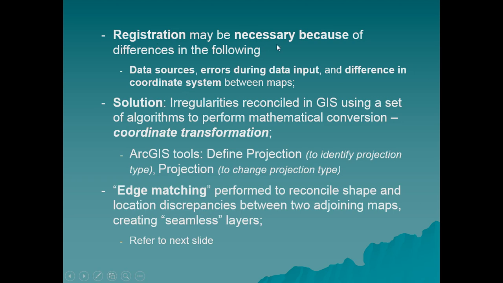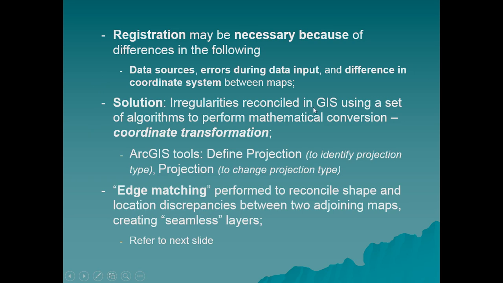Okay, registration may be necessary because of differences in the following. As I mentioned before, the source of the data was different. You got them from different agencies, etc. There may have been errors during the input of the data. There may also have been differences in coordinate systems, as I mentioned. Right. So if you have those kinds of problems in terms of inconsistencies in coordinate system, what is the solution?